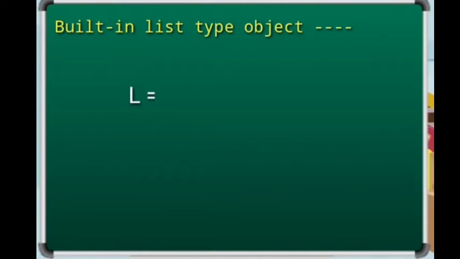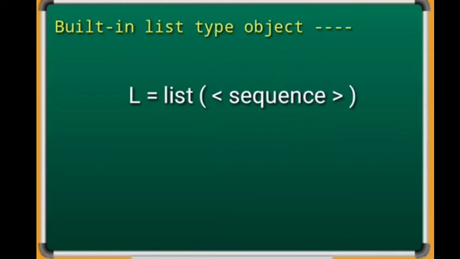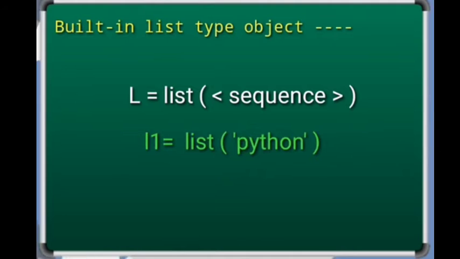Existing sequence is nothing but a built-in list type object which is already created and put in Python's library, with which we can create a list. The object can include anything like tuples, lists, or strings. For example, if I write L1 = list('Python'), I have not defined an individual element inside the list. I have only defined a particular string, which is Python.